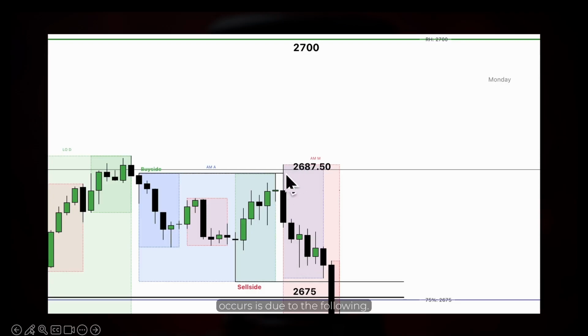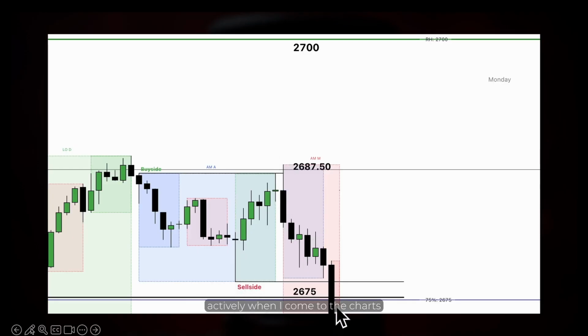Why does this occur? The reason why this occurs is due to the following. What happened was that liquidity was engineered in advance of equilibrium right here, but also in advance of the range low right here. And therefore what you can expect is that the market is likely going to reject equilibrium and draw towards the downside. Why? Because this is perfect engineered sell side. Run the high, run the low.